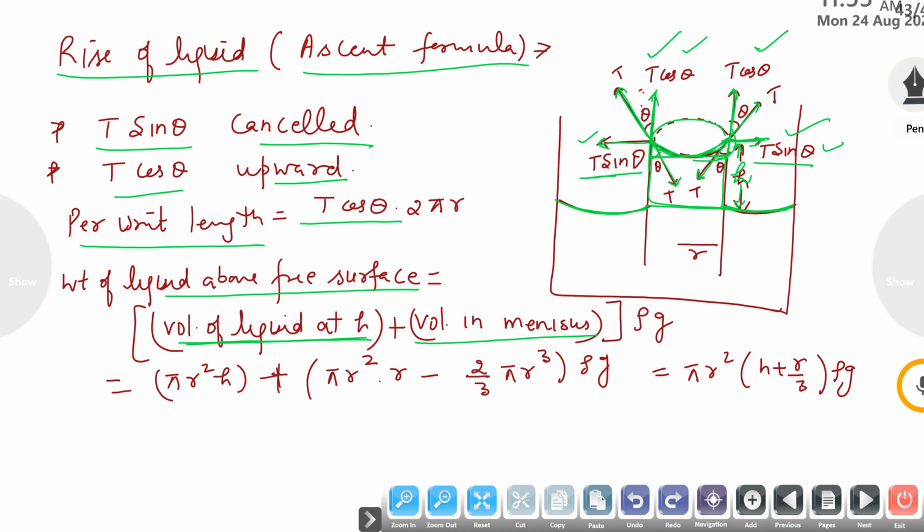Volume of a cylinder of height h is nothing but pi r square h, and the volume in the meniscus can be found by first finding this cylindrical volume. This cylindrical volume is pi r square into r, as the radius is r and the height is also r, so pi r square into r, minus this hemisphere. The hemisphere is nothing but 2 by 3 pi r cube. Now by simply solving this, I get this relation.